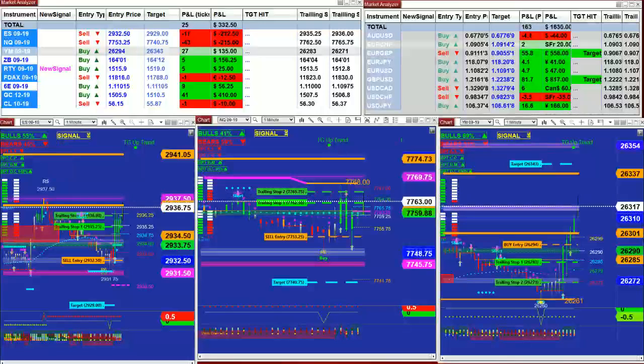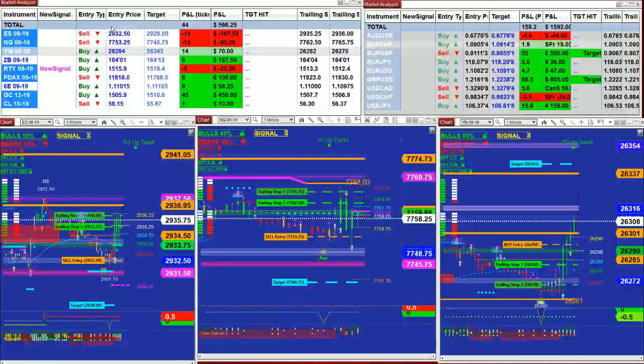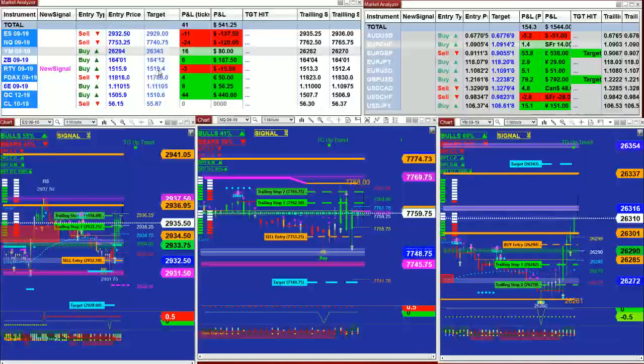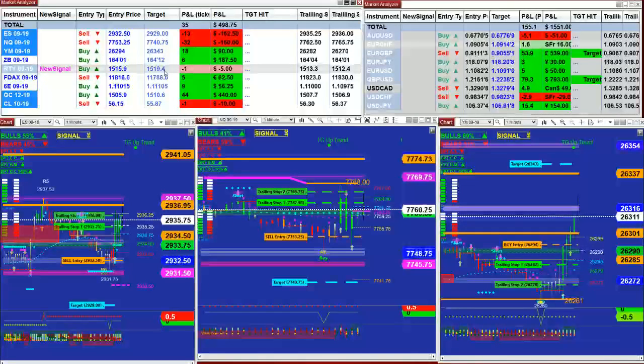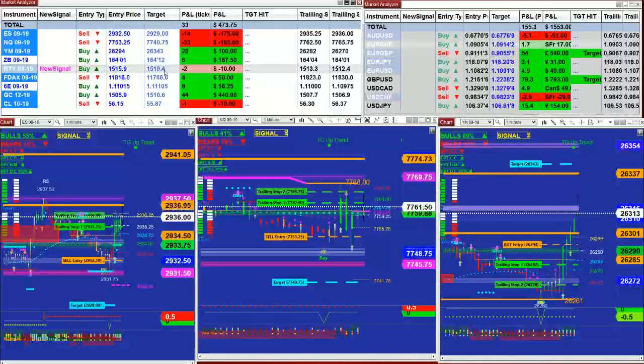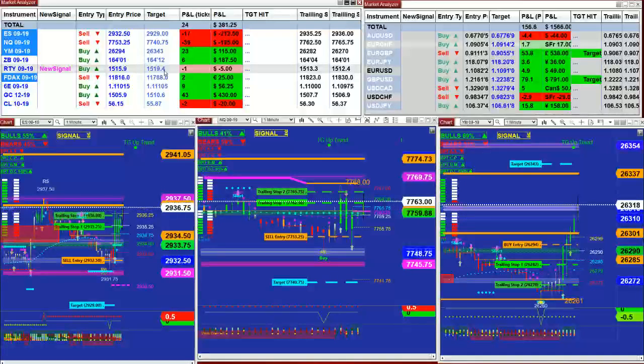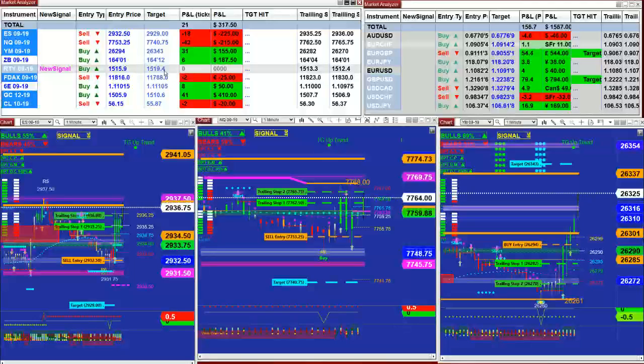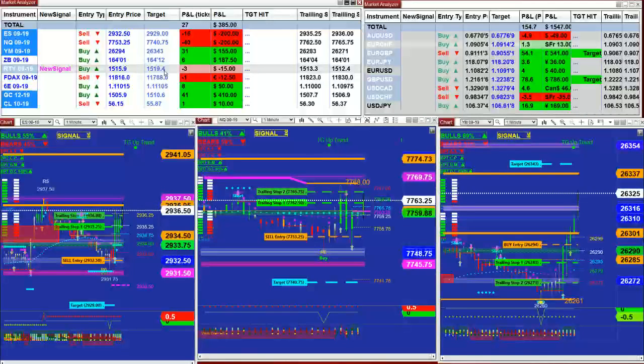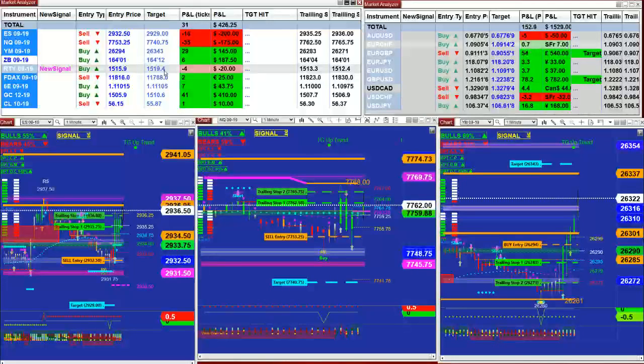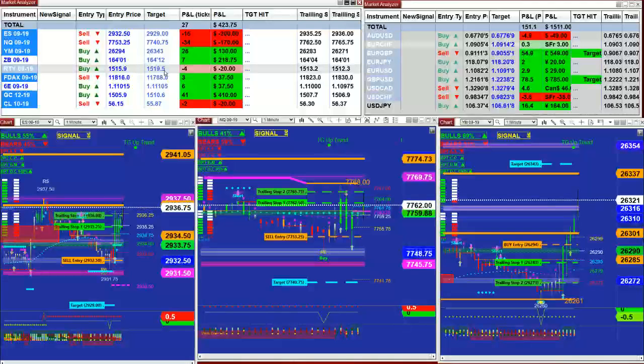We have a new signal, Russell buy 15.15.9, 15.19.4 is your target. And it is good because the ES is fixing to give us a new signal, and hopefully the NASDAQ will give us a new signal. Then it will be a very nice ride today.